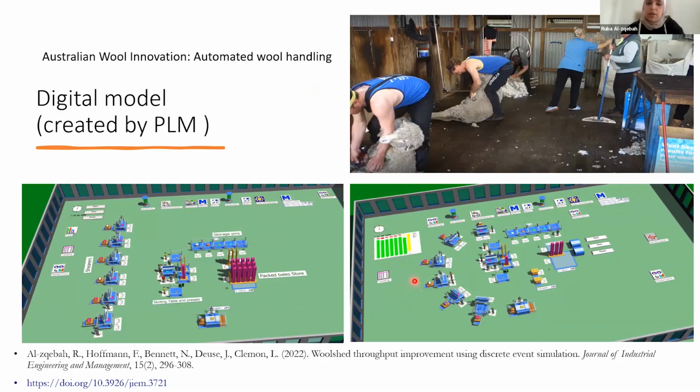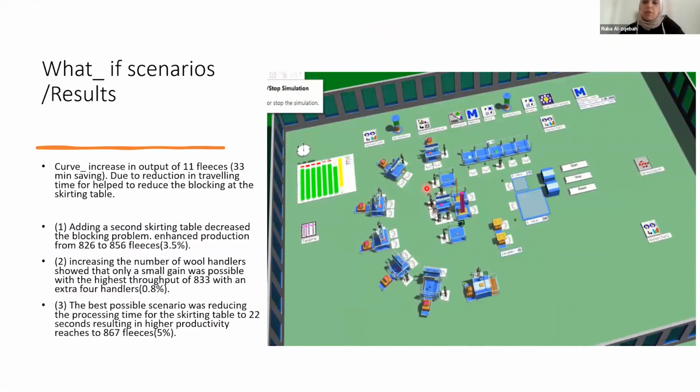So we just start testing different improvement scenarios. For example, here are the people. There are wool handlers who carry the wool from the shearers and send it to the skirting table. Also, another benefit of simulation is that you can monitor the status of the machines and the workers live, so you can see what's happening. What is the bottleneck station? We can identify the bottleneck. We can identify the efficiency of the workers and the utilization of this station, and so that's the benefit.